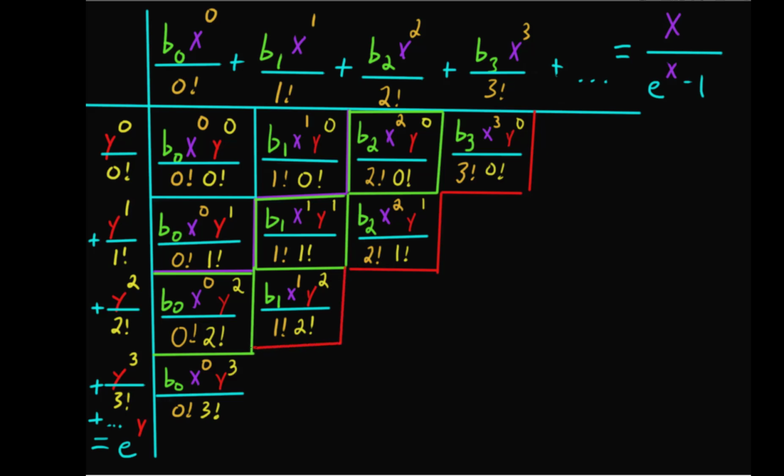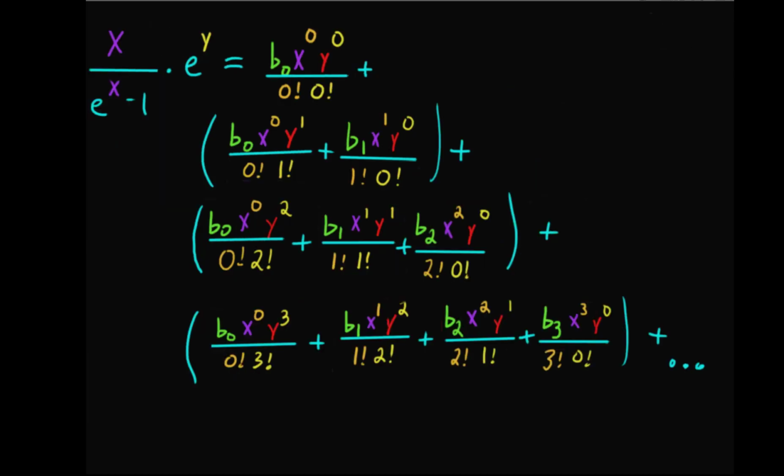And remember, all of these terms are being added together. It is an infinite sum. But I can't keep doing this all day long, so hopefully by now the pattern is clear. I'm just going to write plus dot dot dot plus dot dot dot. So I've taken all these terms that are grouped on the diagonal and laid them out in rows.